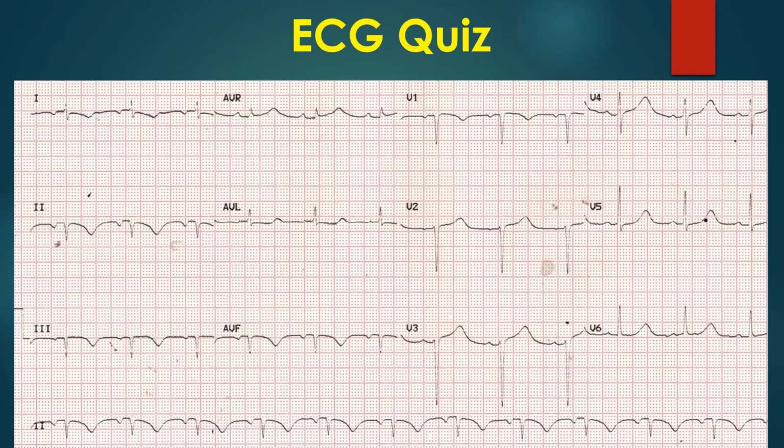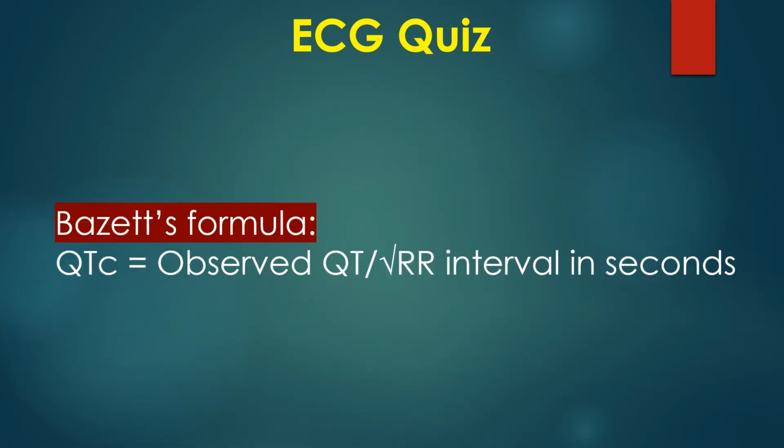QT interval is 480 milliseconds with RR interval 0.88 seconds. Corrected QT interval calculated by Bazett's formula is 511 milliseconds, which is definitely quite prolonged. Hypokalemia, hypomagnesemia and hypocalcemia have to be checked for. One would have expected lower amplitude of T waves in typical hypokalemia. Bazett's formula: QTc is equal to observed QT divided by square root of RR interval in seconds.